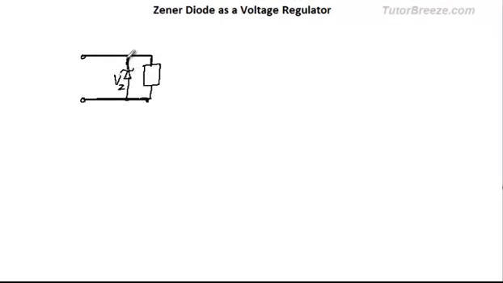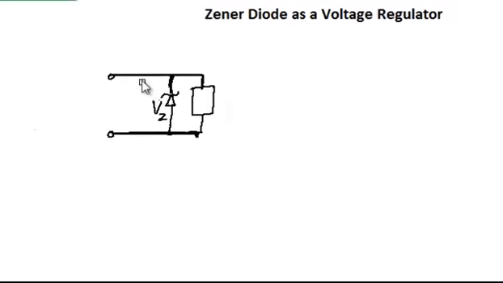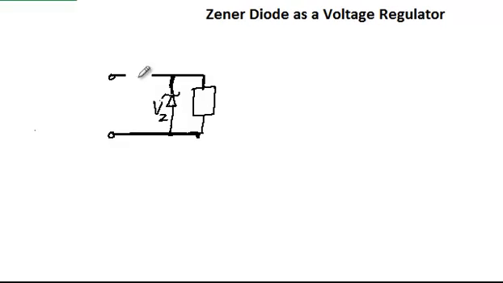Now apart from placing the Zener in the circuit, we also need to place a series resistance over here, and we will denote this by Rs. Now I'm going to calculate the value of Rs for some particular values of the supply voltage Vs and the load resistance value, which is equal to 300 ohms.